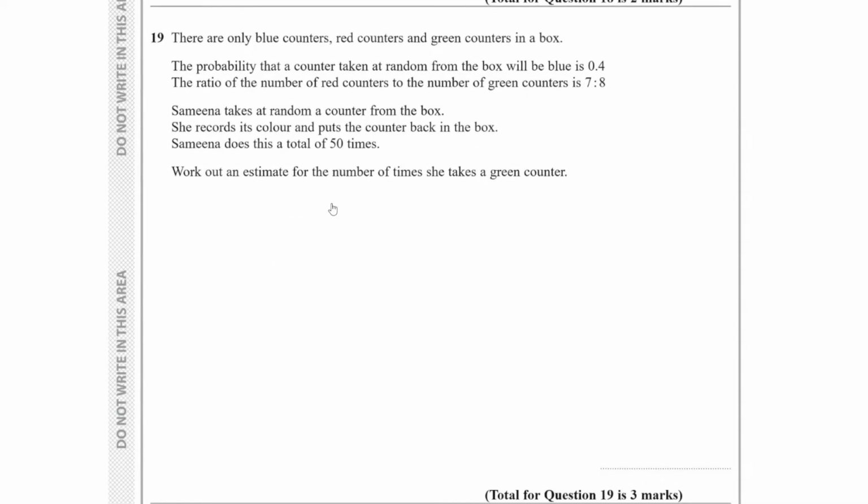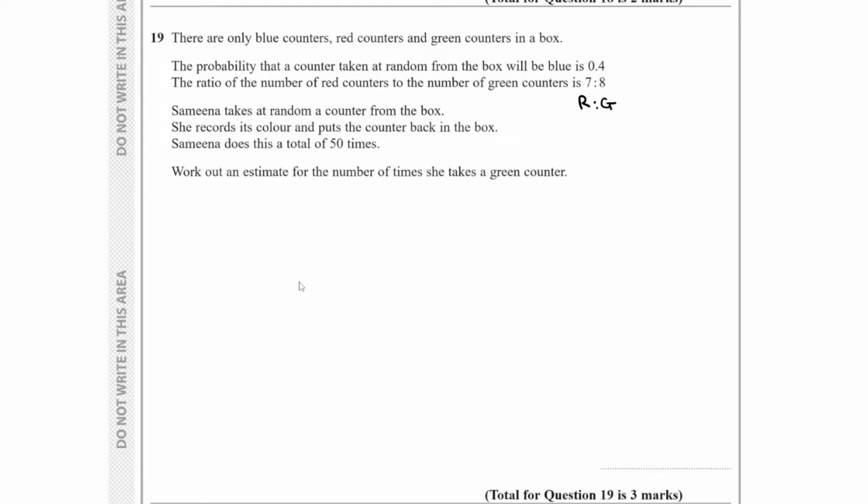Question 19, so we've got, by the looks of it, some kind of probability again. There are only blue counters, red counters, and green counters in a box. The probability that a counter taken at random from the box will be blue is 0.4. And then the ratio of the number of red to green counters is 7 to 8. So I'm going to put red here, green here. I just like to look at it. It's a little bit easier to refer back to then, isn't it?